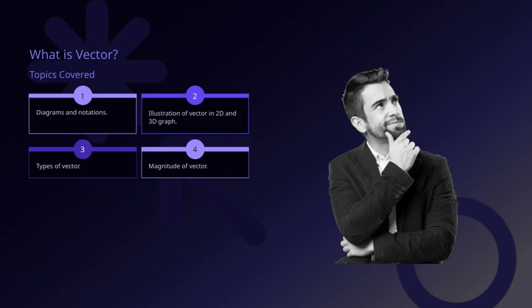Let's dive into the concept of the magnitude of a vector. The magnitude essentially tells us how long or how strong the vector is. Think of it as the length of the arrow in a graph, indicating the size or extent of the vector.